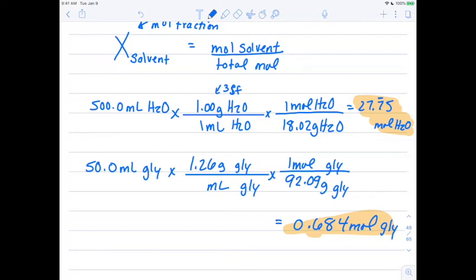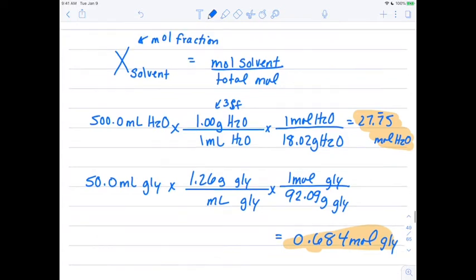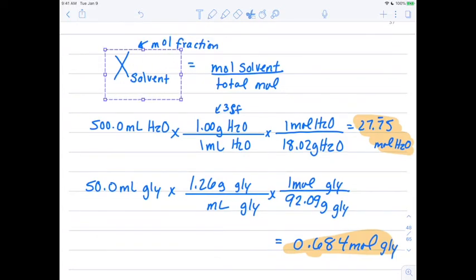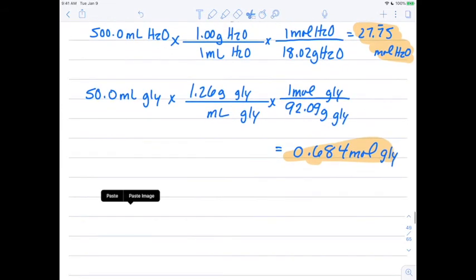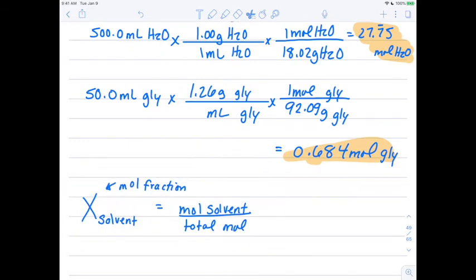All right, so next up we're doing our mole fraction. So we are finding, let me go ahead and copy the whole thing down here. We are finding our mole fraction of solvent by doing moles of solvent divided by total moles. So our solvent is the water, so 27.75 moles on the top. On the bottom is everything, so 27.75 plus 0.684.